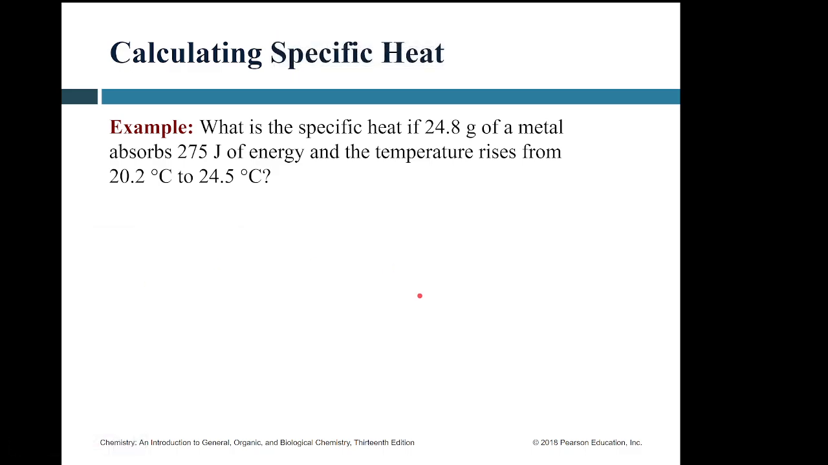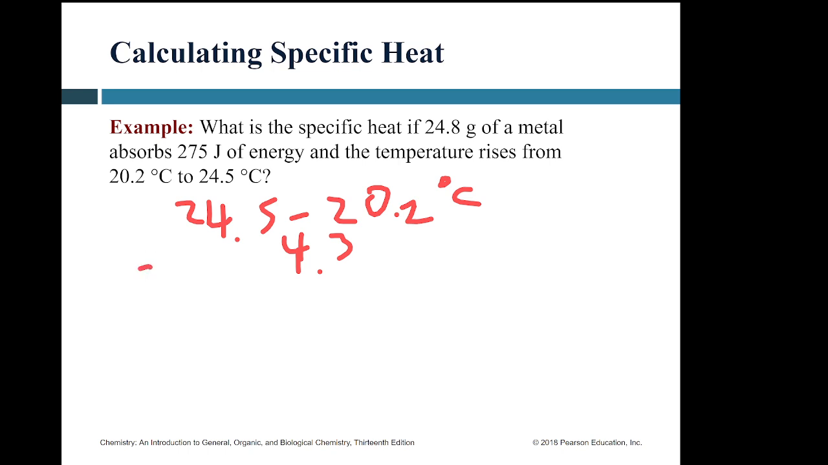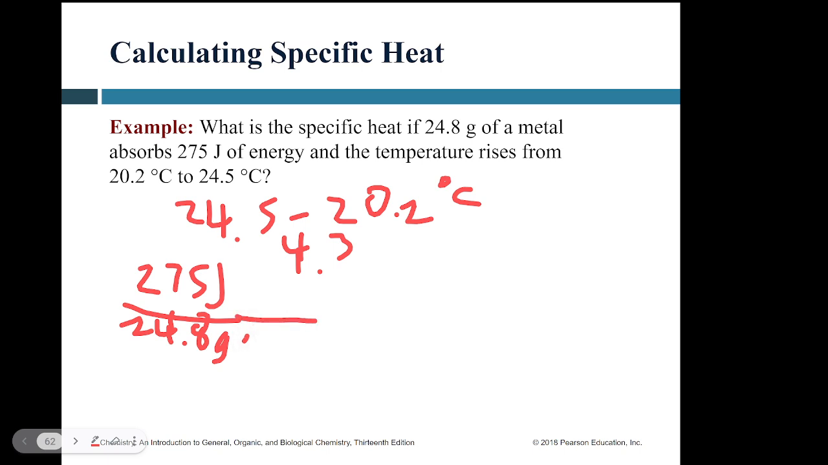Okay, I'm going to do it the correct way real quick. 24.5 minus 20.2 degrees Celsius. And that difference is 4.3. Fantastic. And everybody did that quickly without having to use a calculator, which is also pretty good. Good deal. All right. So we're going to go to 275 again, because it got rid of that, divided by the 24.8 grams, and then on the bottom still 4.3 degrees Celsius, right?